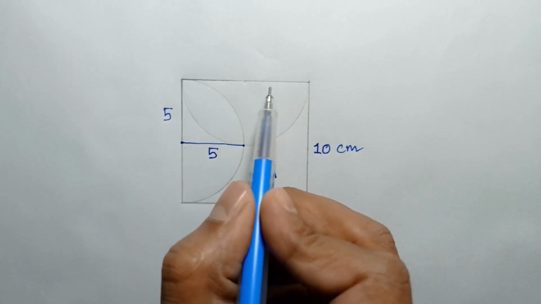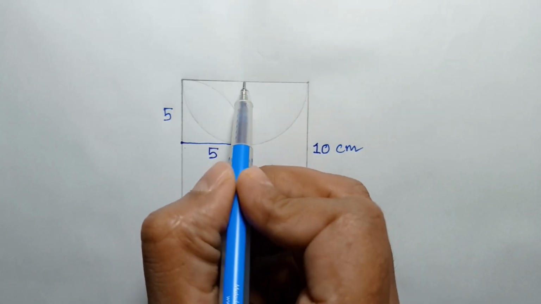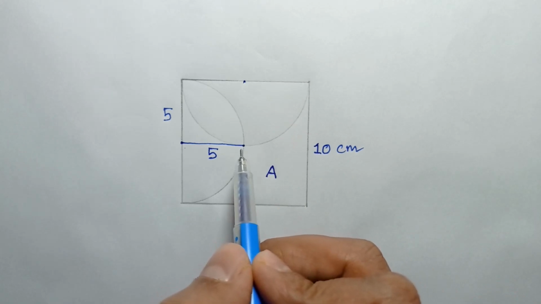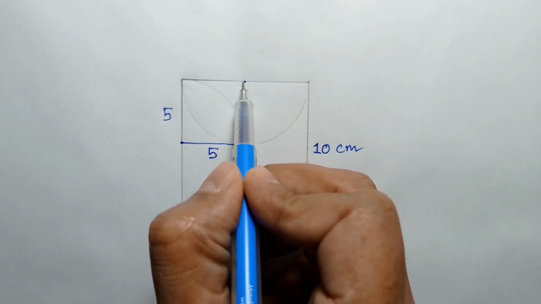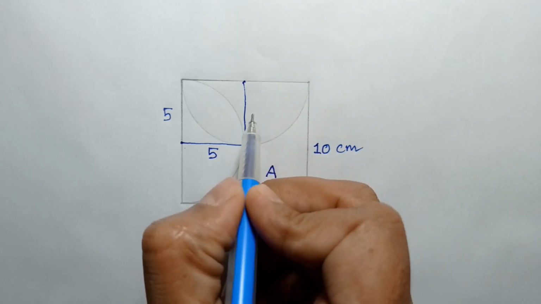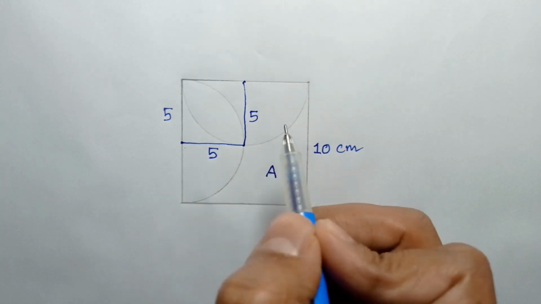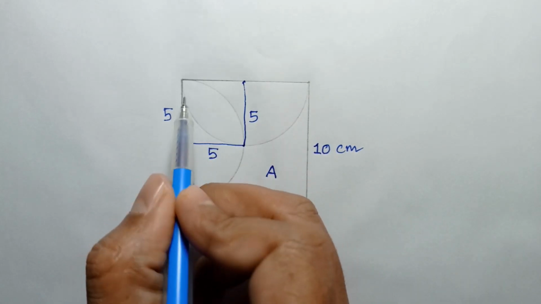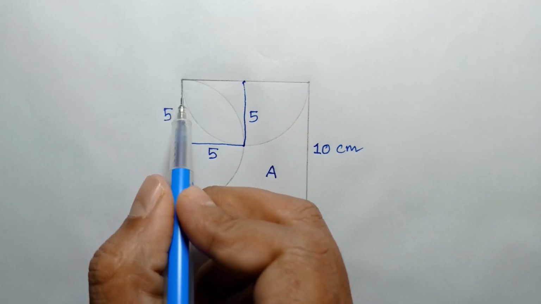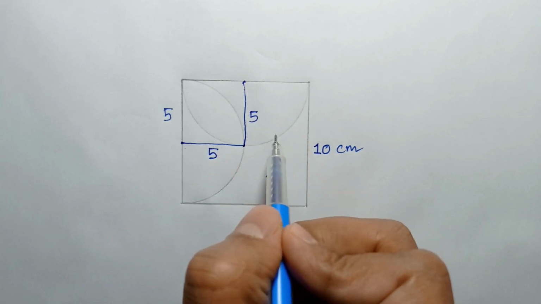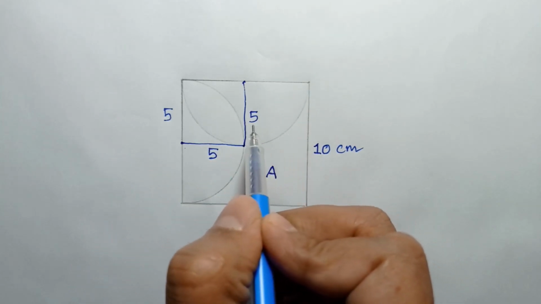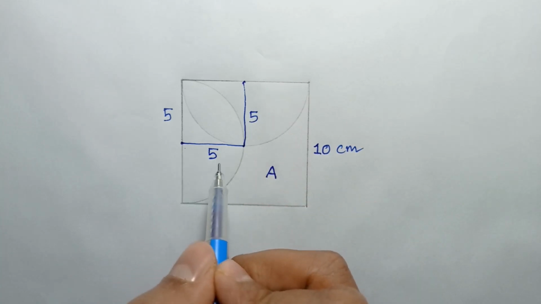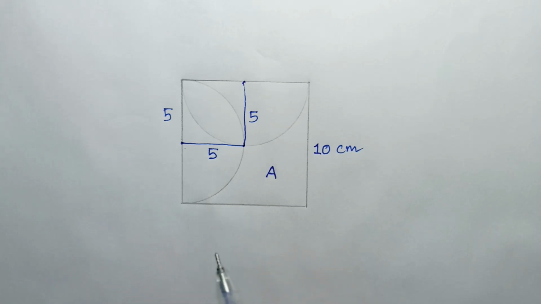Similarly, the midpoint of this line and the intersecting point of these two half circles is also 5 centimeter. Now this is a square of side 5 centimeter and this is a quarter circle with radius 5 centimeter, and this is also a quarter circle of radius 5 centimeter.